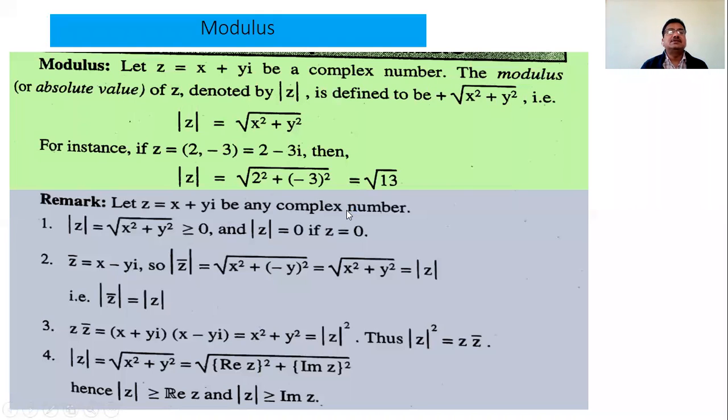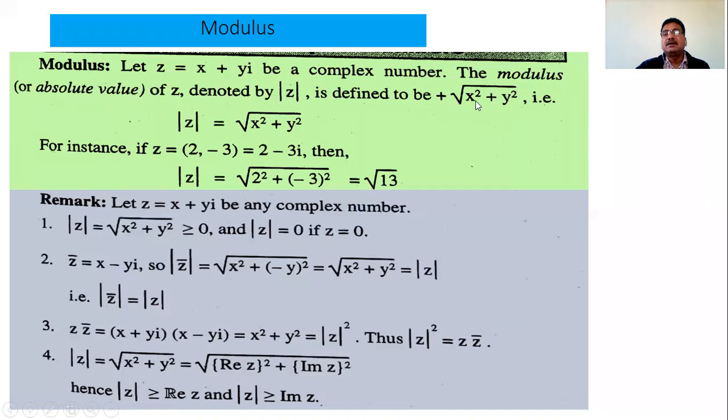Next definition is the definition of modulus. Let z = x + iy be a complex number. The modulus or absolute value of z is denoted by this notation, mod z. This is the notation for modulus, or it's called absolute value. Mod z is defined to be plus root of x square plus y square.